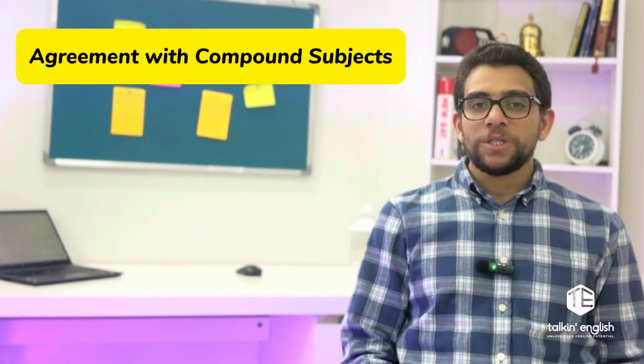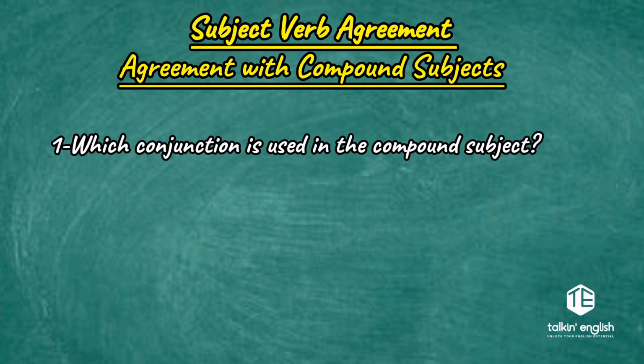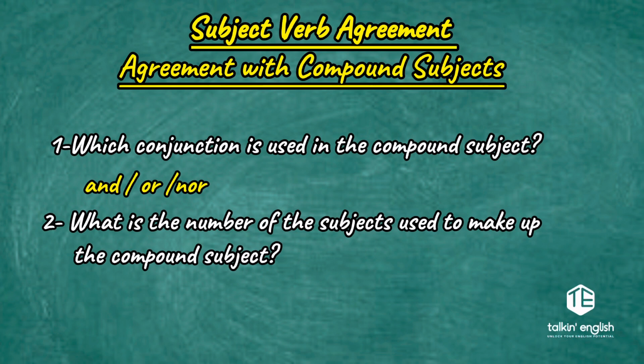Now let's answer some questions about subject-verb agreement where we have compound subjects. As I told you, a compound subject is a subject which is made up of more than one noun or pronoun joined by the word or, the word nor, or the word and. And in order to choose the right verb that agrees with the compound subject, you have to ask yourself this question. Which conjunction is used here? Is it the word and, the word or, or the word nor? And you need to ask yourself another question. What is the number of the subjects that are used to make up this compound subject? This will help you a lot identify the right verb that agrees with the subject.